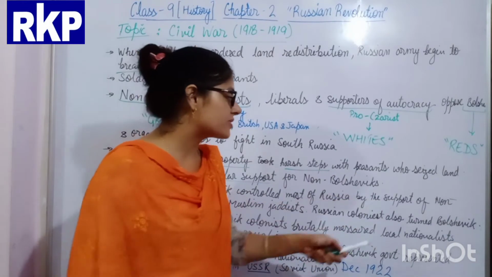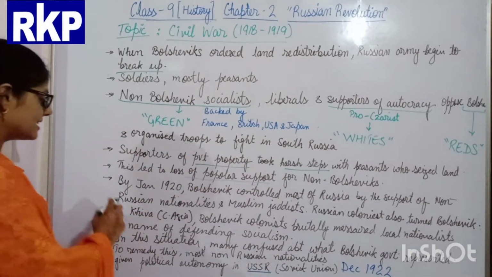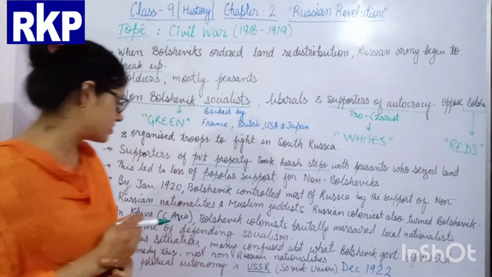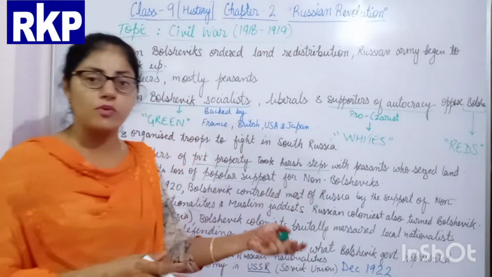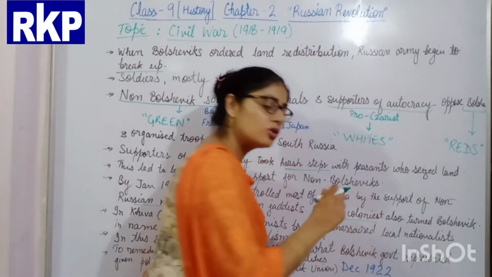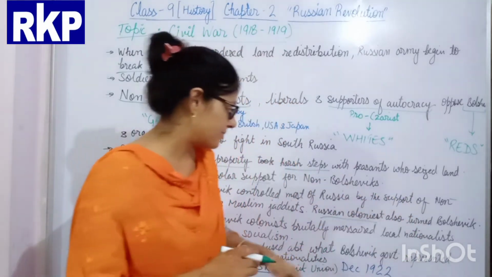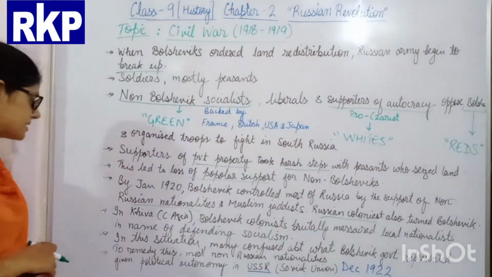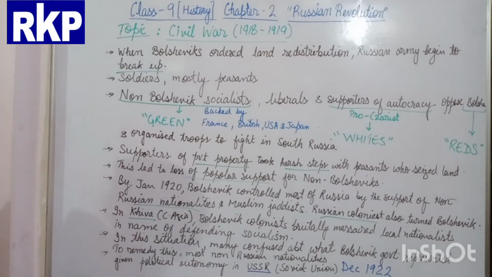The Bolsheviks controlled most of Russia with the support of non-Russian nationalities, the nations under the control of Russia, and the Muslim Jadidists. The Muslim Jadidists were a Muslim reformers group who lived there. Russian colonists, meaning the people who lived in the colonies under Russia, also turned in favor of the Bolshevik party. One of the Russian colonies was Khiva in Central Asia.